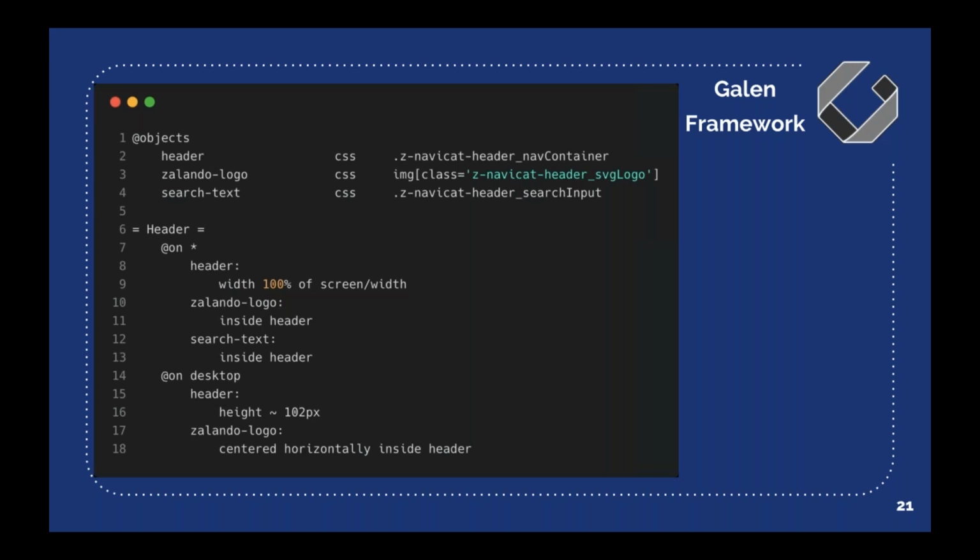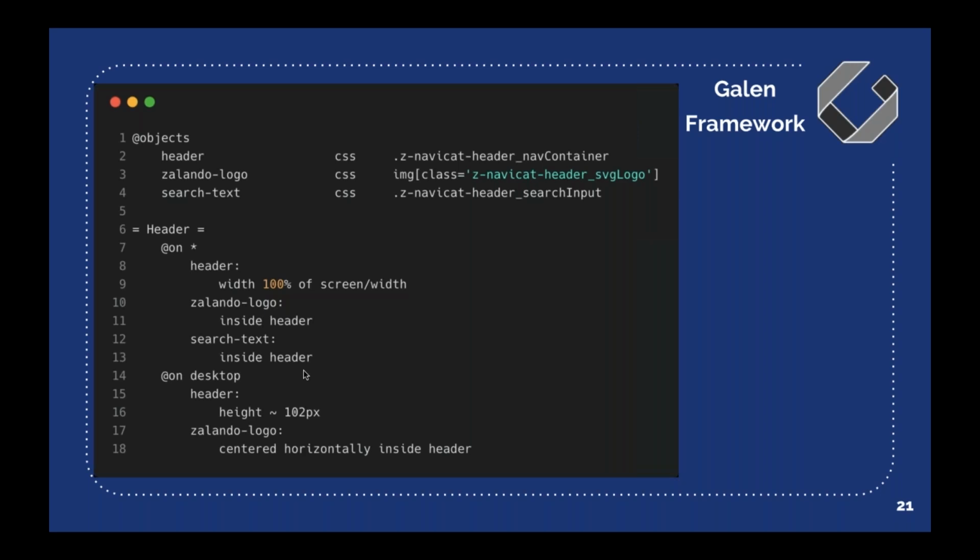For example, in line number 7, you can say "on star". This means that on every single type of resolution of viewport, there is a rule that says that the width is always 100% of the screen width. And the logo is always inside the header, and the search text is always inside the header. But you can start tweaking these rules to work differently depending on your viewport.